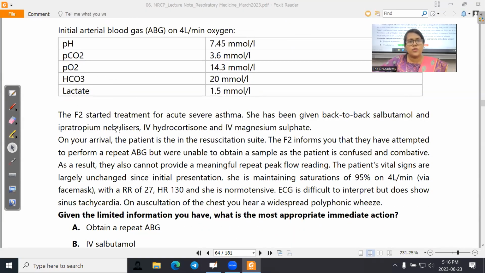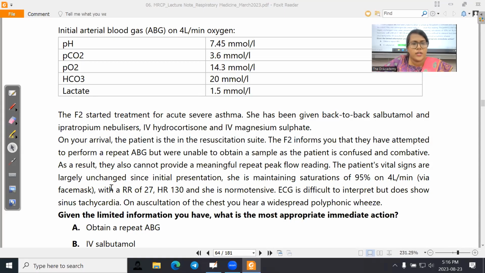So the F2 started treatment for acute severe asthma. She has been given back-to-back salbutamol and ipratropium nebulizer, IV hydrocortisone and IV magnesium. So maximum amount of treatment has already been given to this patient. On your arrival, the patient is in the resuscitation suite. The F2 informs you that they have attempted to perform a repeat ABG, but were unable to obtain a sample as the patient is confused and combative. As a result, they also cannot provide a meaningful repeat peak flow reading.